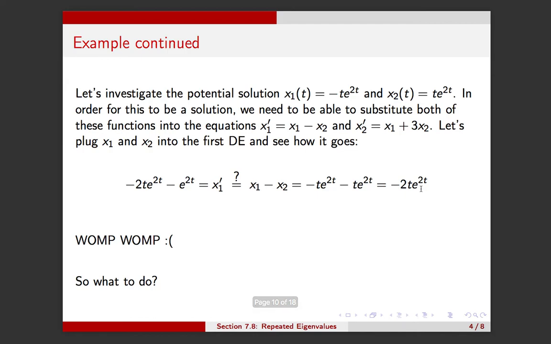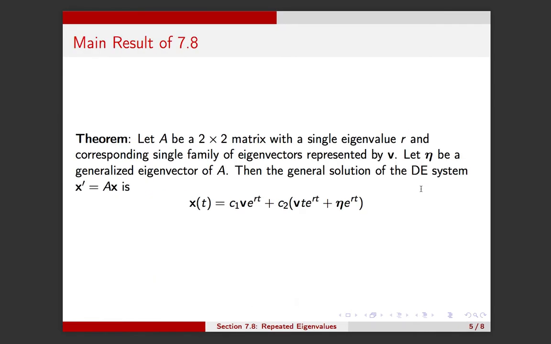What do you do, though? Do you just give up and say, well, repeated eigenvalues are just something I can't handle? Of course not. We're resilient, aren't we? We don't give up in the face of challenges like this. We self-quarantine for 2 months to figure it out, and here is figuring it out.